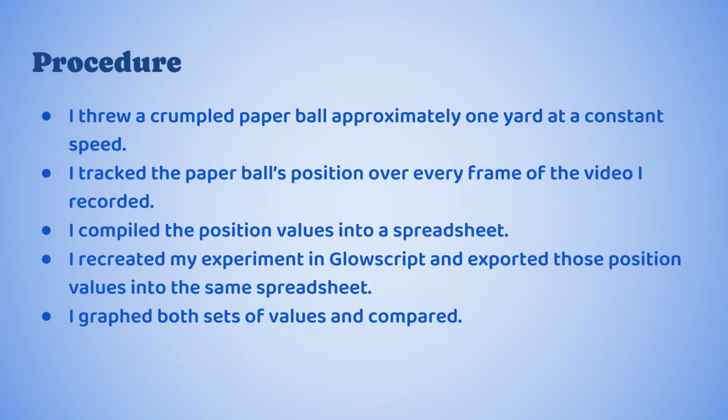For my procedure, I threw a crumpled paper ball approximately 1 yard at a constant speed. I tracked the paper ball's position over every frame of the video I recorded in the Tracker program. I compiled the position values into a spreadsheet. I then recreated my experiment in GlowScript and exported those position values into the same spreadsheet, both with drag present and without drag present. Then I graphed the sets of values, my Tracker values and both pairs of GlowScript values, and I compared them.